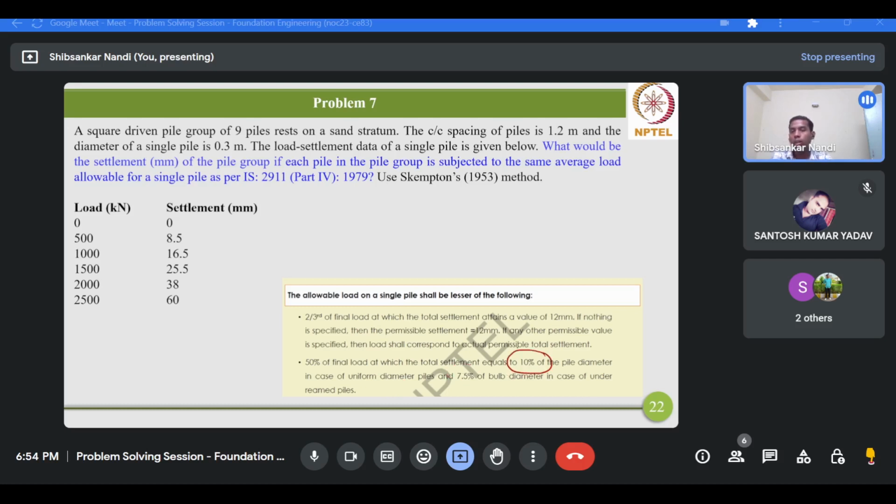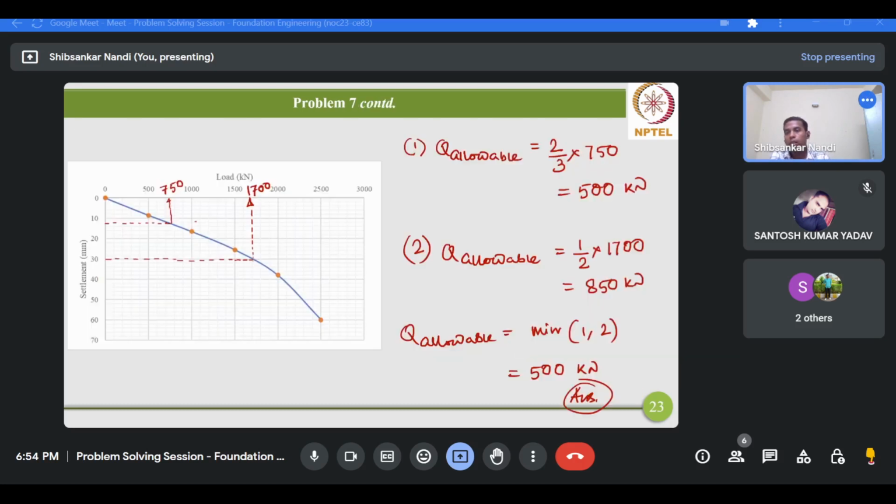I hope we already solved this problem and determined the allowable load for a single pile. This is the load settlement plot utilizing the data. First of all, we determined the Q allowable considering the first condition as 2/3 of load at which the settlement is 12 mm. Corresponding to 12 mm settlement, we determined the load from this load settlement plot as 750 kilonewton. So this is the final load corresponding to 12 mm settlement. 2/3 of this will give you an allowable load of 500 kilonewton.